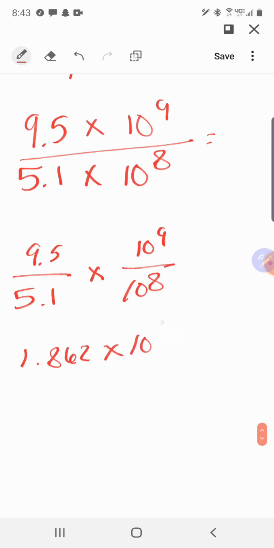times 10. And we know that whenever we are dividing exponents, we subtract. 9 minus 8 is 1, so I got 10 to the 1, which means if we look at our answers, they don't want an answer in scientific notation. So I have to move that decimal place over to the right, 1, and I have 18. And if I'm not mistaken, there is an answer on there that says 18.